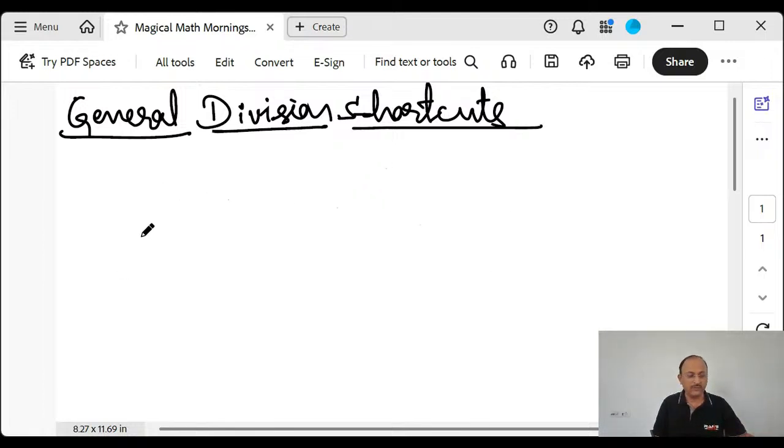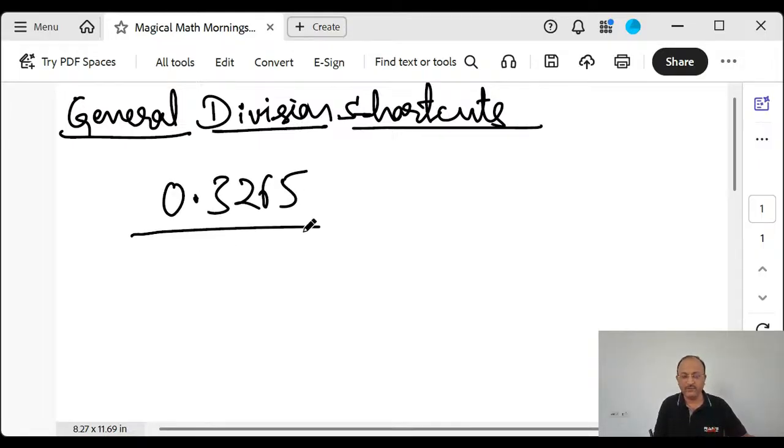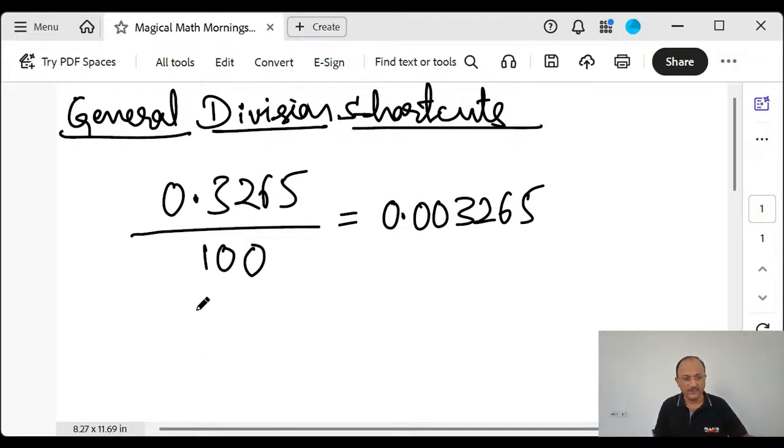Okay. Suppose we take 0.3265 divided by 100. What is the answer? Quickly write it because some people have this confusion. Divide by 100. You can do it immediately because this doesn't take much time. Divide by 100 means what? There are two zeros in the denominator. Shift the decimal two places to the left. Wherever there is a shortage, you add 0. 0.003265.